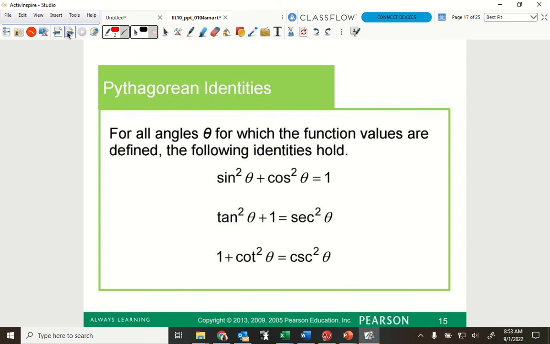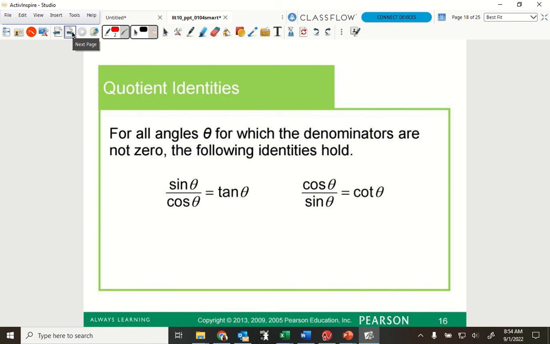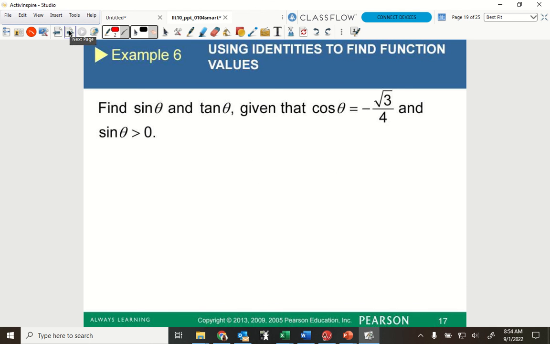Where are we at? I think we're way over here. Okay, here are the different Pythagorean identities. I'm not going to worry about these now. When we get into it later on, you will understand more about this. So don't worry about it. Now, example 6 is the same thing that we just did in example 5. They try to make it more confusing when all you need to know is your x, y, and r.